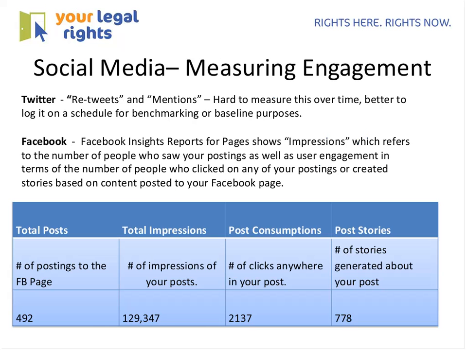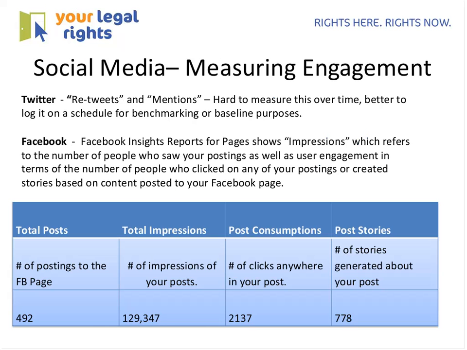With Twitter, you can measure retweets, which are when people like your tweet enough that they send it again. And mentions are really hard to measure over time. It's better to log it and schedule it. So if these are important things, every 6 months you're going to have to go in and take a snapshot.